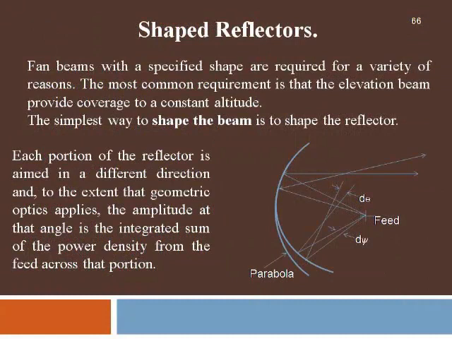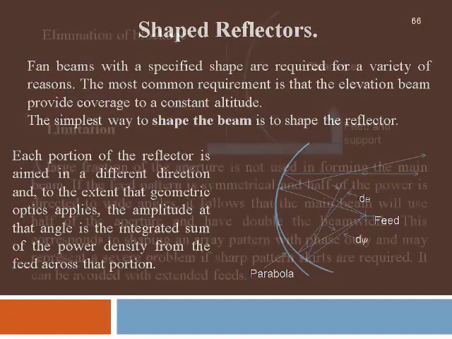How about the shaped reflectors? Fan beams with a specified shape are required for a variety of reasons. The most common requirement is that the elevation beam provide coverage to a constant altitude. The simplest way to shape the beam is to shape the reflector. Each portion of the reflector is aimed in a different direction, and to the extent that geometric optics applies, the amplitude at that angle is the integrated sum of the power density from the feed across that portion.